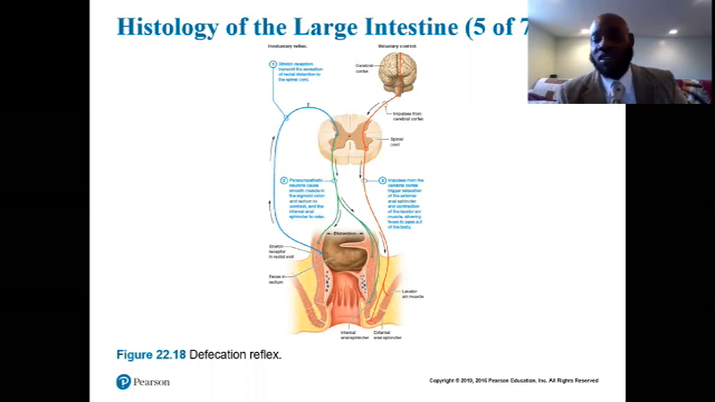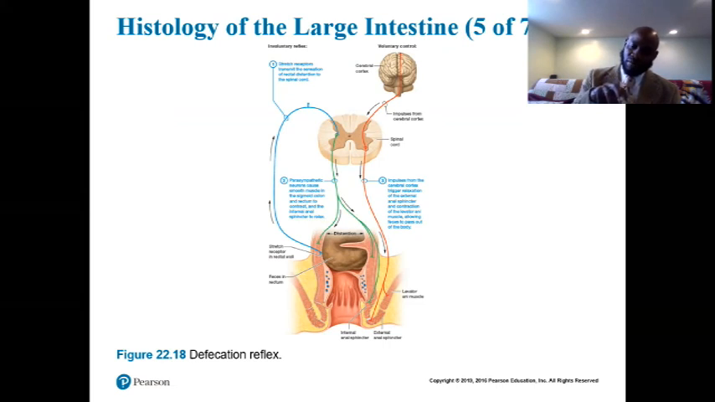So it's basically based on a stretch reflex. As the rectum starts to stretch due to fecal matter, it sends a signal and basically lets your body know you've got to go to the bathroom. All right, so this is that process.